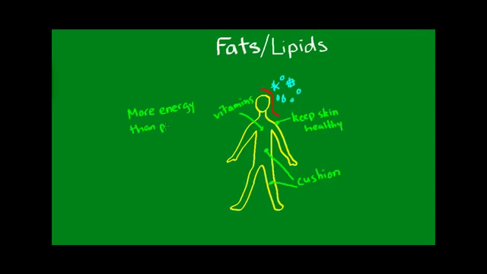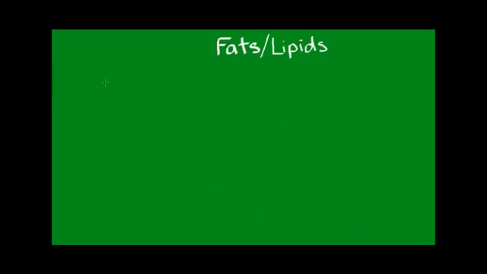They can give us up to twice the energy that carbs or proteins do. And since lipids stay in the stomach longer than carbs or proteins, they make us feel satiated. So although too much fat causes obesity, having some fat can actually prevent you from overeating.